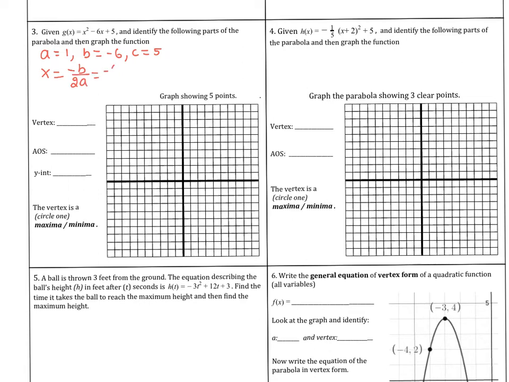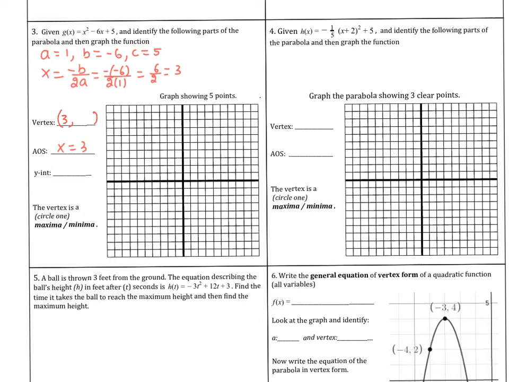So that's going to be negative 6 over 2 times 1. That's 6 divided by 2, it's 3. So axis of symmetry is 3. Also the x coordinate for the vertex is 3. And now we are going to find the y coordinate.